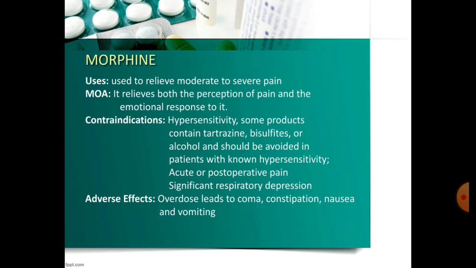So, we have here morphine. Morphine is used to relieve moderate to severe pain. Its MOA is that it relieves both the perception of pain and the emotional response to it. The contraindications of morphine are hypersensitivity; some products contain tartrazine, bisulfites, or alcohol and should be avoided in patients with known hypersensitivity. Its adverse effect is that overdose leads to coma, and its minor adverse effects are constipation, nausea, and vomiting.